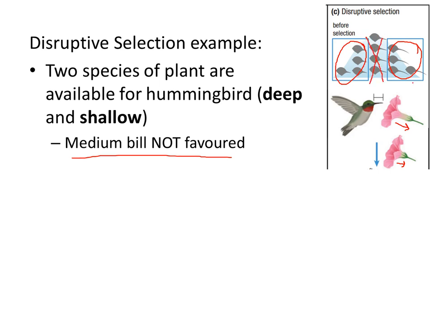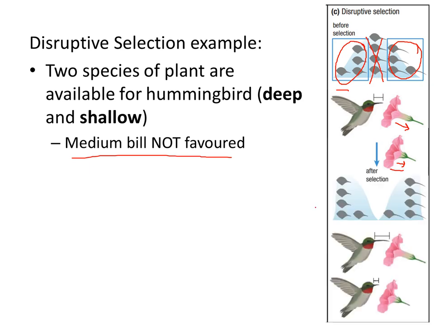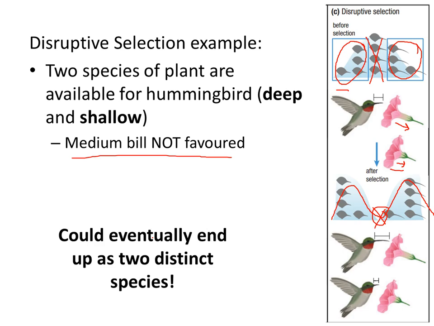And the birds that had long bills would do well with the long flowers, the birds that had short bills would do well with the short flowers, and they would both have an advantage over the medium-billed birds. And so the population would end up with a bimodal distribution. You'd have lots of birds with long bills, you'd have lots of birds with short bills, and very few in the middle, because it is not advantageous to have that length of bill.